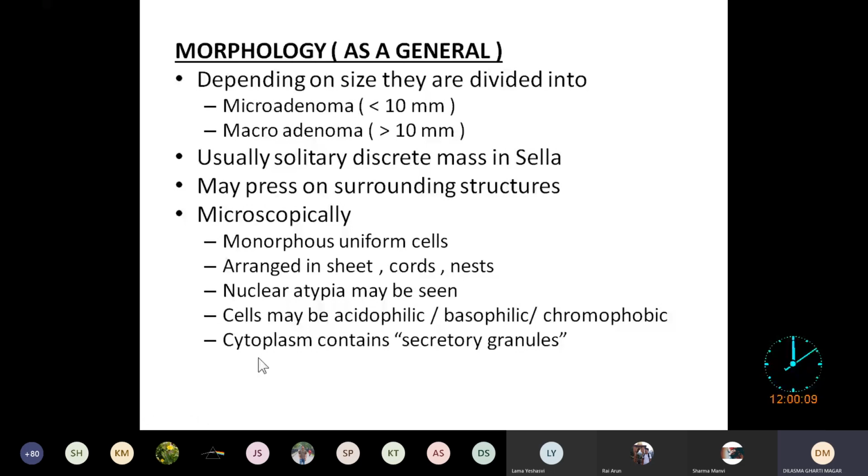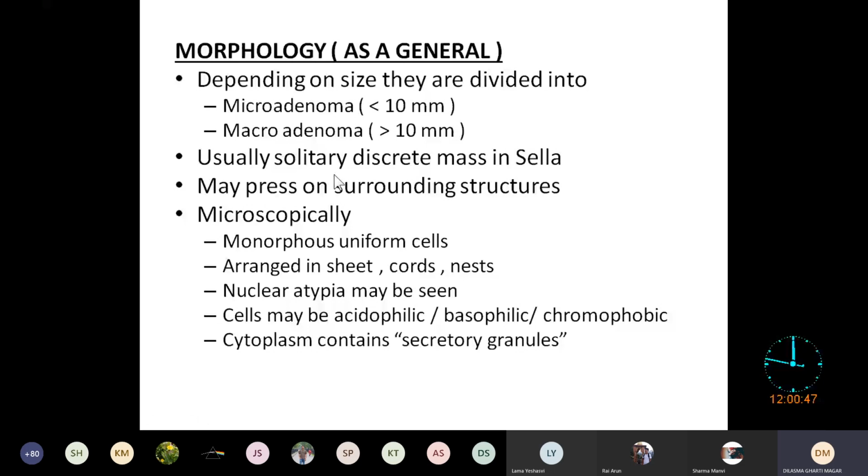Now we'll repeat the slide once again. These adenomas are divided into two types. One is the microadenoma, when they are small, and another one is the macroadenoma. Microadenomas are less than 10 millimeter, or less than 1 centimeter, and macroadenomas are more than 10 millimeter, or more than 1 centimeter. Usually solitary means single, and discrete means a distinct mass in the sella turcica.